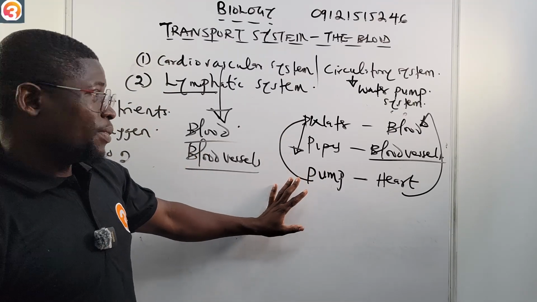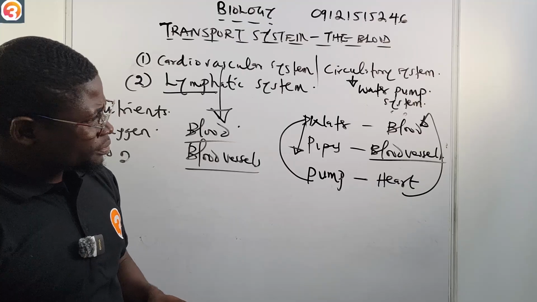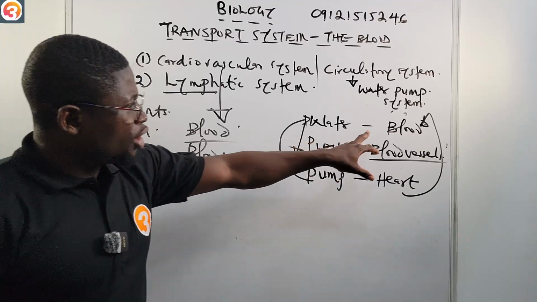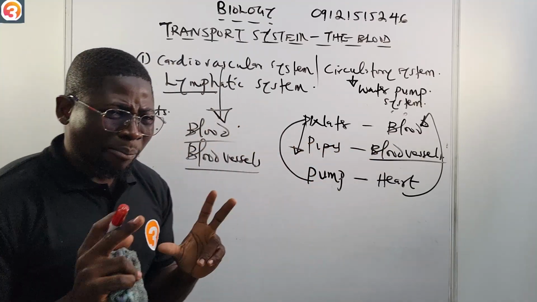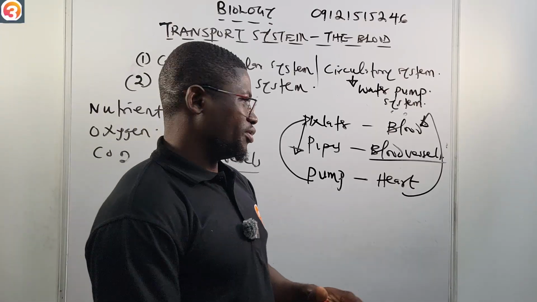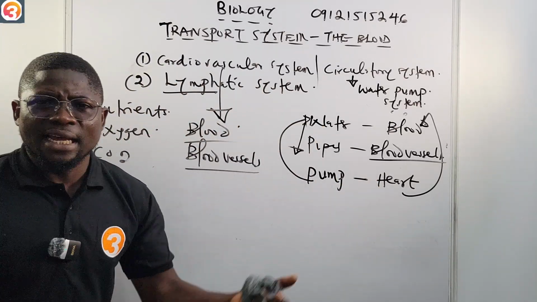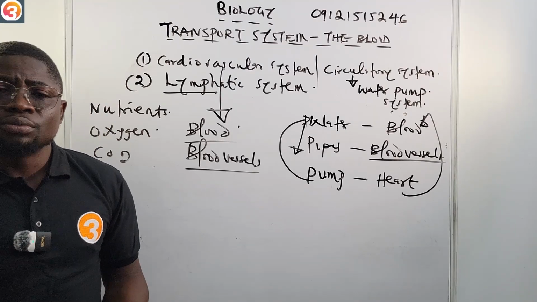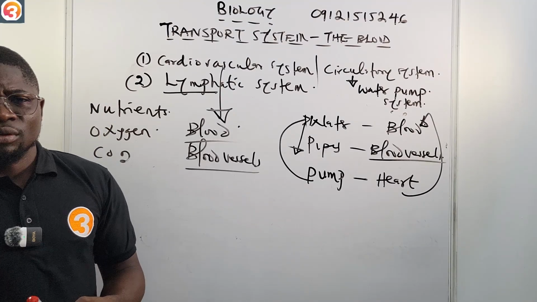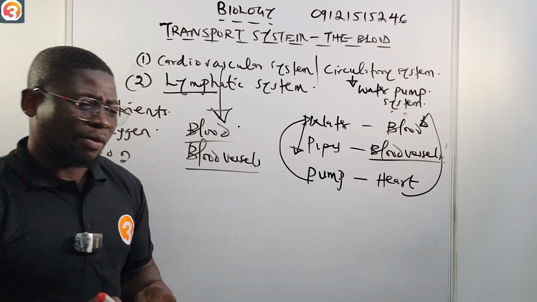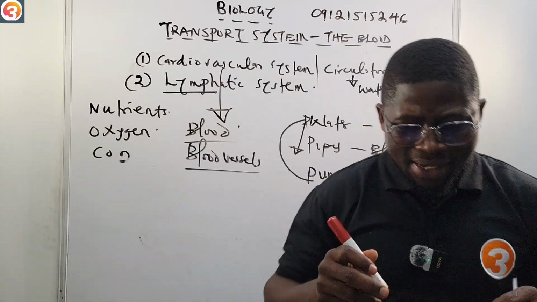All right, so that is the analogy. Now that we have seen this, let us talk about the blood, because that's our main focus for today. What is the blood? Is the blood a cell? Is it a tissue? Is the blood an organ? What is the blood itself that we have been talking about, which is the mainstay for today?